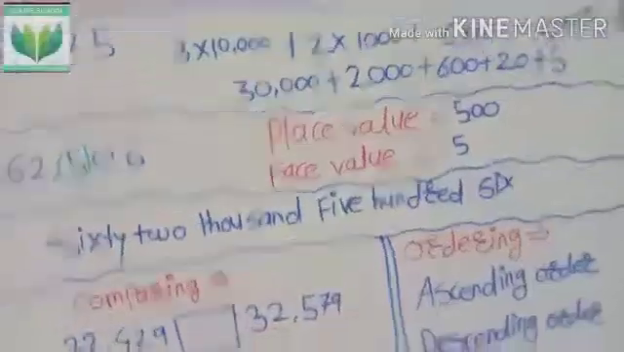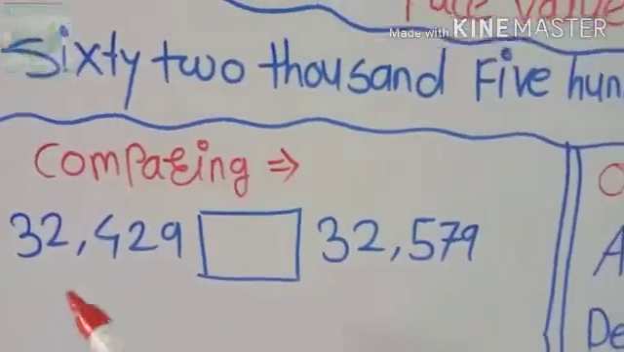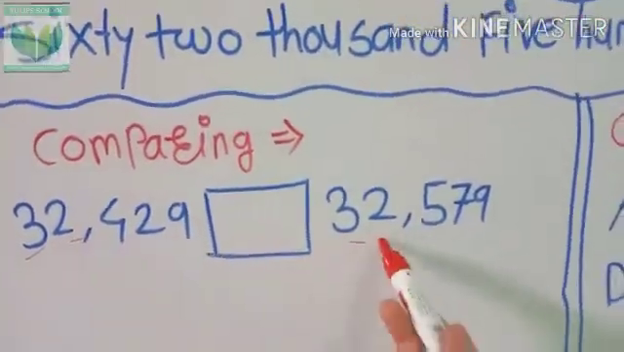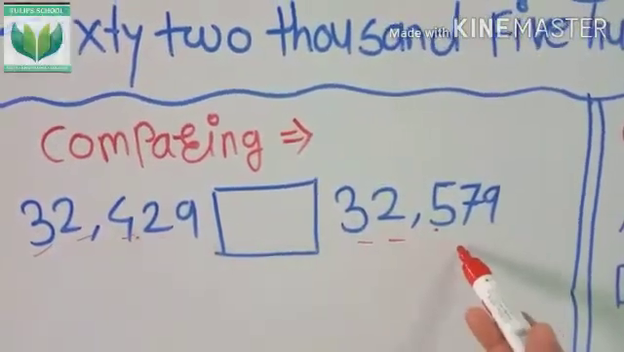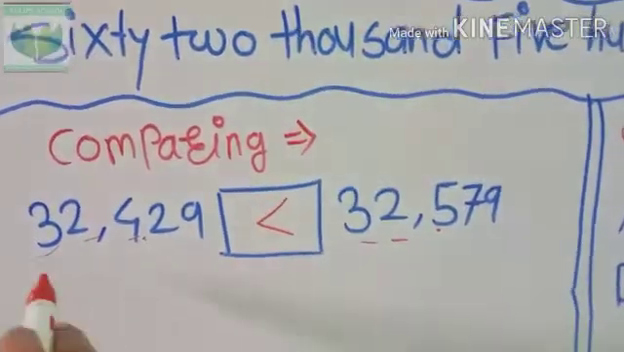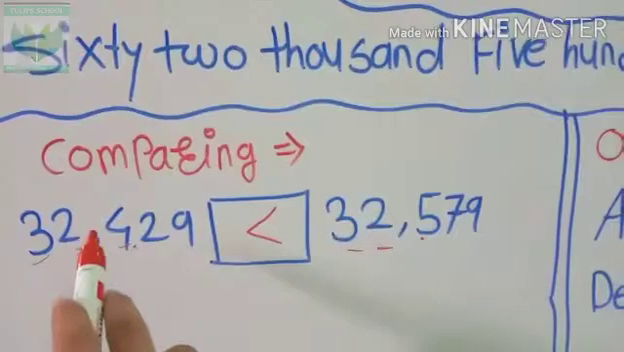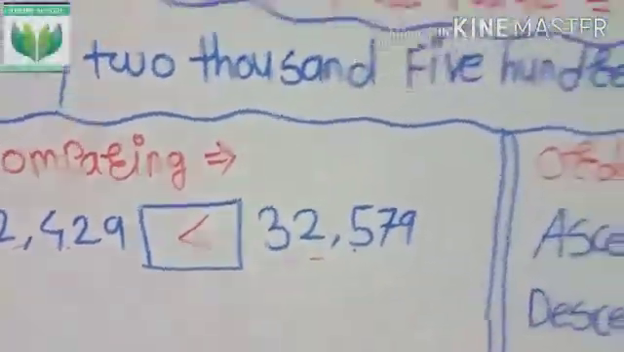Now we learn about comparing numbers. Here 3, here 3, here 2, here 2, here 4, here 5. Is 4 small or is 5 small? 4 is small and 5 is the greater number. We have to do like this: 32,579 is greater than 32,429.